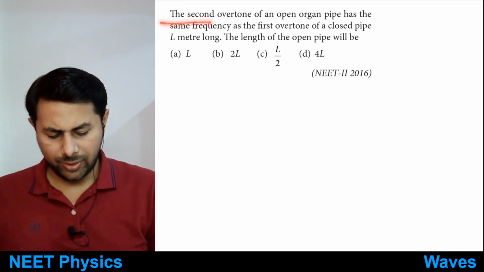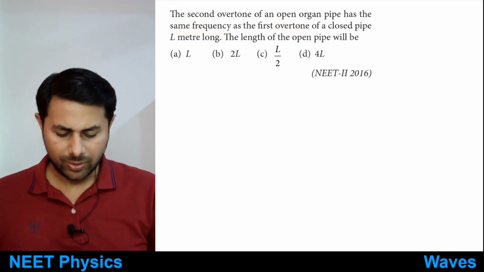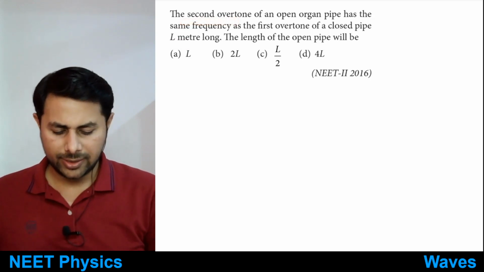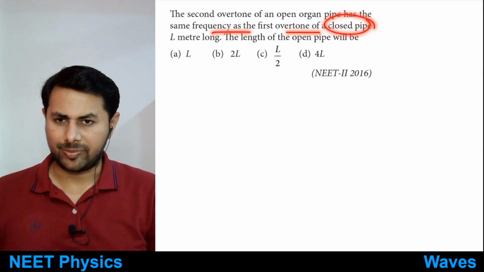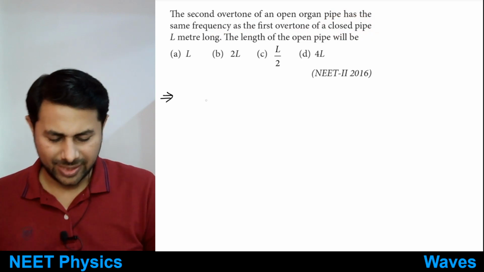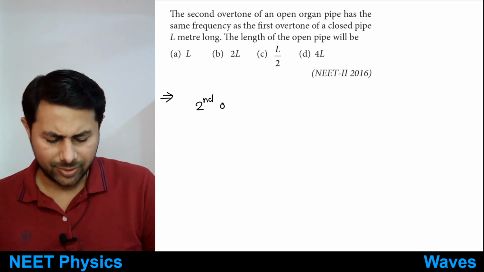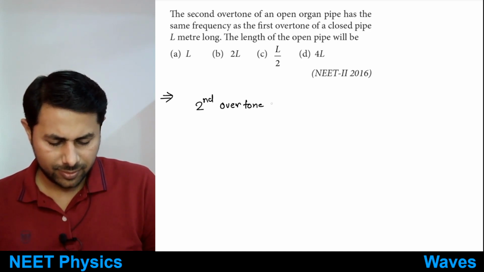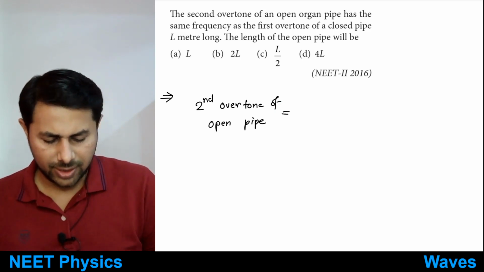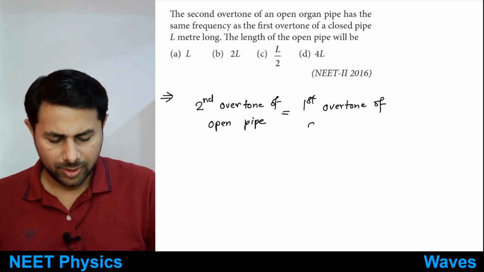The second overtone of an organ pipe has the same frequency as the first overtone of a closed pipe L meter long. So both are overtones. The second overtone means the second overtone of the open pipe. So what is the second overtone of the open pipe? Let's write it. Second overtone of open pipe is equal to first overtone of closed pipe.